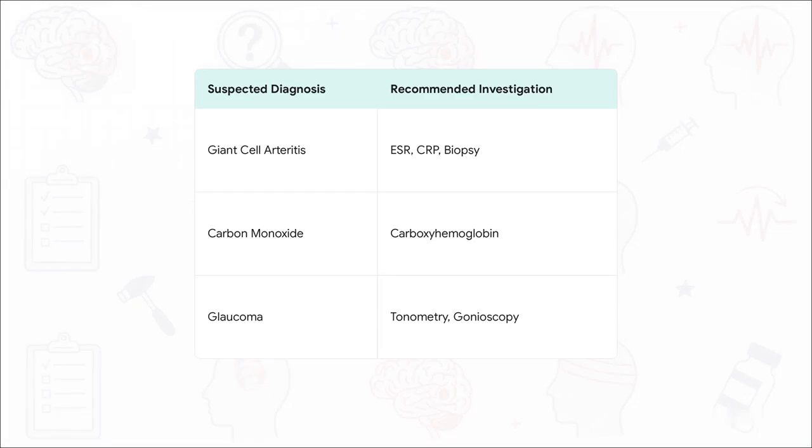Beyond neuroimaging and LPs, targeted disease-specific tests are your final puzzle pieces to confirm those secondary diagnoses. We're checking inflammatory markers like ESR and CRP, followed by a temporal artery biopsy when we suspect giant cell arteritis. We're drawing carboxyhemoglobin levels if a whole family comes in complaining of headaches during a winter cold snap, right? Think carbon monoxide poisoning. And we're using tonometry to check intraocular pressure for suspected glaucoma. It is all about pairing your specific clinical suspicion with the exact right tool.